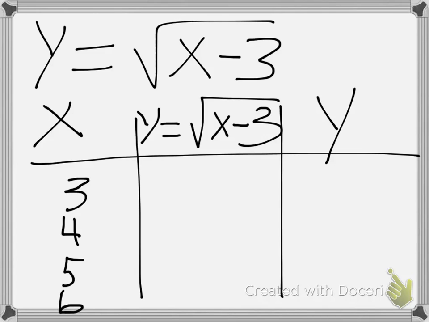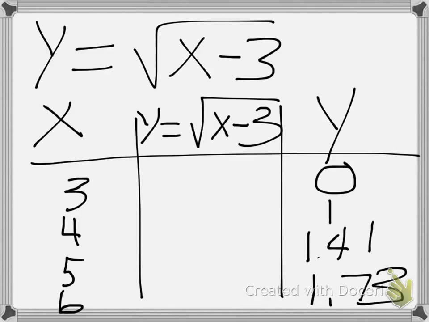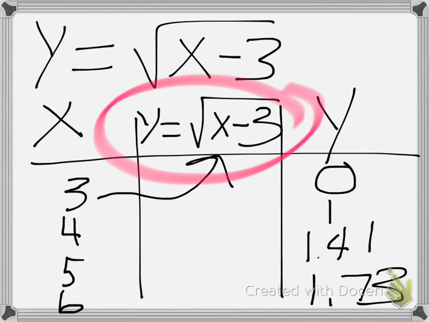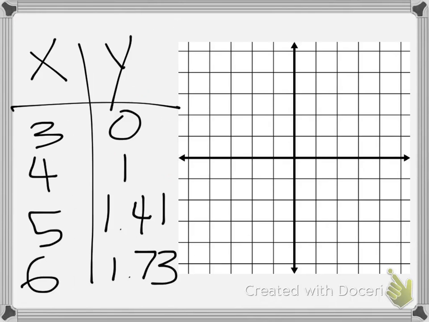So if I were to input these numbers, the outputs that I would get, so for 3 I would get 0, for 4 I would get 1, for 5 I would get 1.41, and lastly for 6 I would get 1.73. So these would be the outputs if I were to input these numbers into this equation. So now let's graph this function.